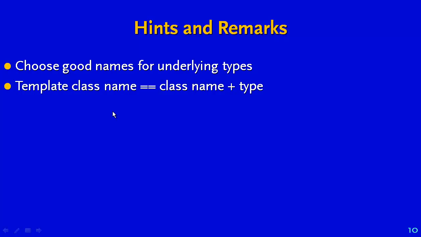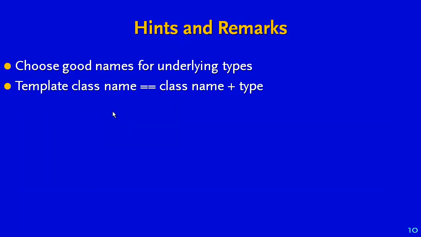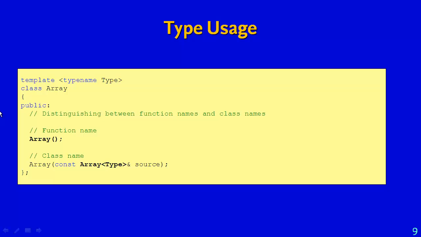Some remarks. Choose good names for the underlying types. Just T is a bit generic, but you can choose names like Numeric or something which gives a hint on what the type is going to do. Again, when you're working with template classes, the class name is not enough. You have to give the class name plus the type. The real template class name is Array plus type together.